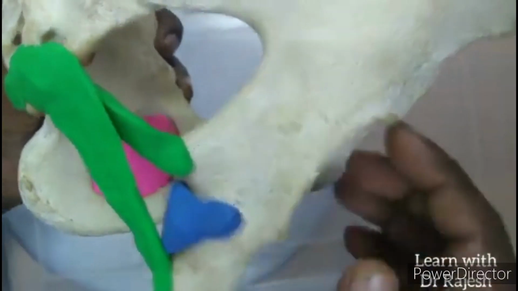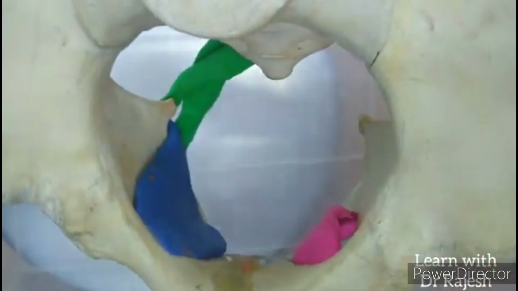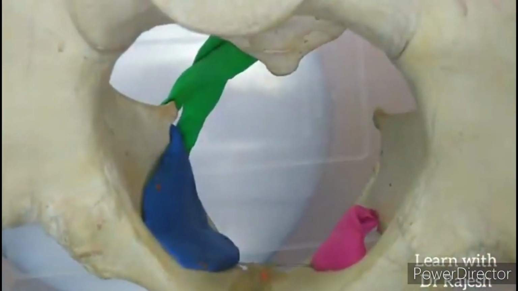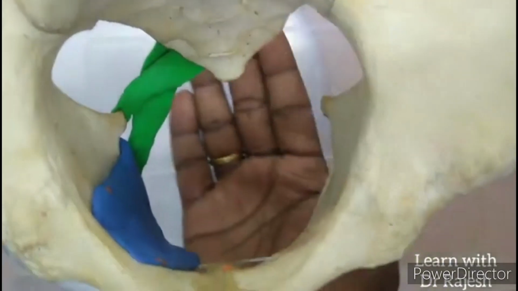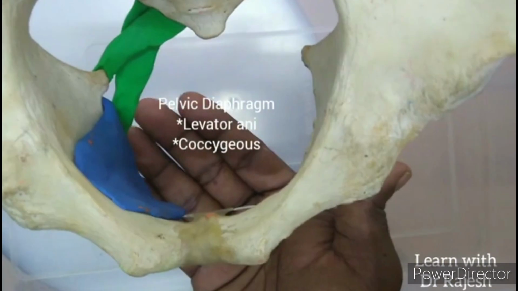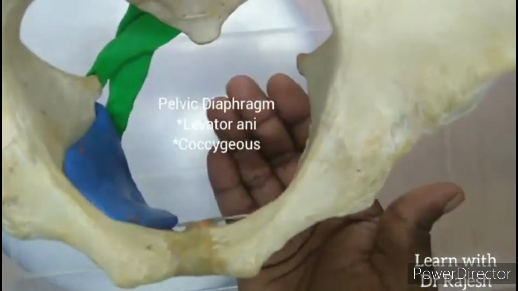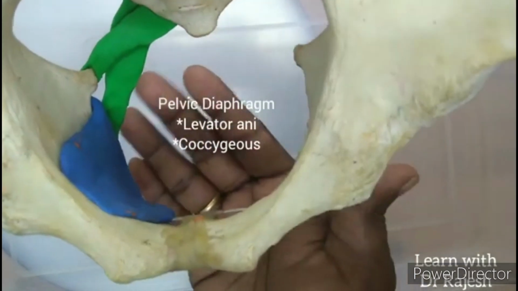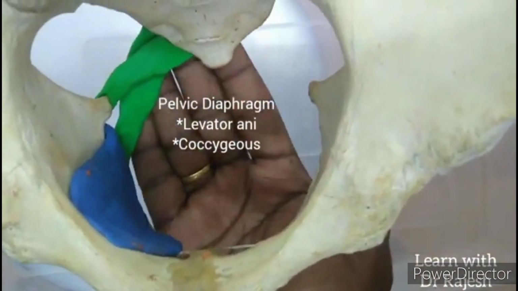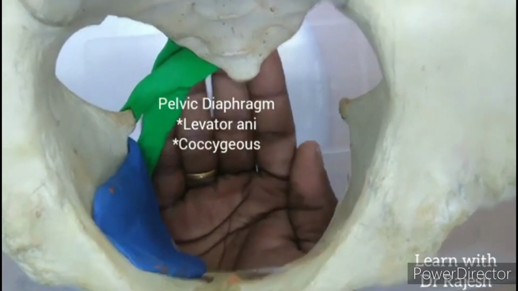And in between the greater and lesser sciatic foramen, you can see the obturator internus muscle going inside. Those two are going inside, and whatever is left is called the pelvic diaphragm. Those two are the membrane. You can see that the whole thing is the pelvic diaphragm. The pelvic diaphragm consists of two sets of muscles. One is called levator ani, and the other is coccygeus.